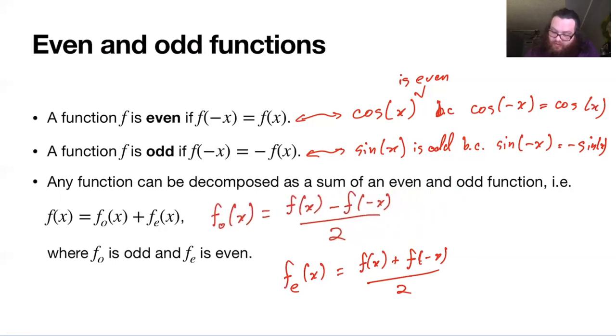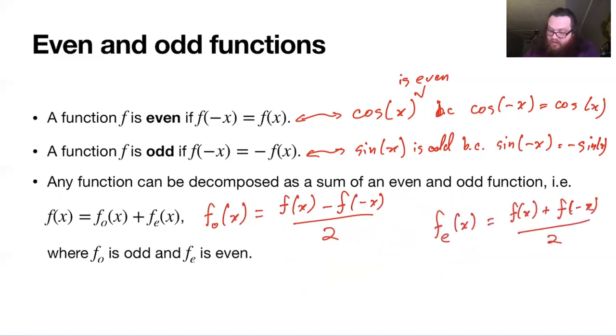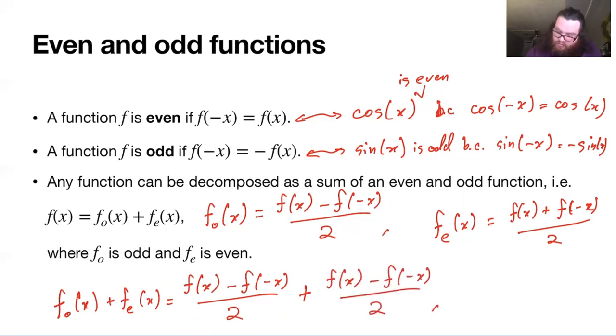Let me move this over here and then move this over here. There are 3 facts to verify. First is that f is the sum of this and this. For that, you can just write, what is f odd plus f even? Writing out the definition, you're going to get this plus this. That's just the definition of f odd and f even.